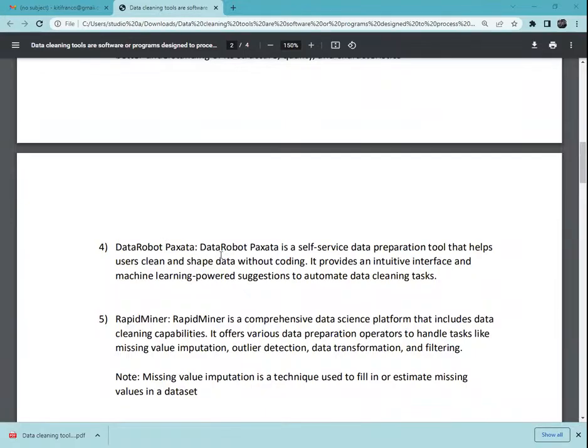DataRobot Paxata is a self-service data preparation tool that helps users clean and shape data without coding. You shall not be coding at all. It provides an intuitive interface, and remember, intuitive means easy to understand. Easy to understand. Intuitive interface and machine learning powered suggestions to automate data cleaning tasks.